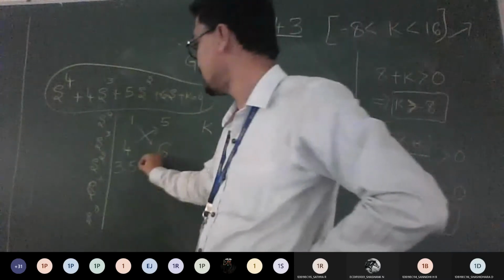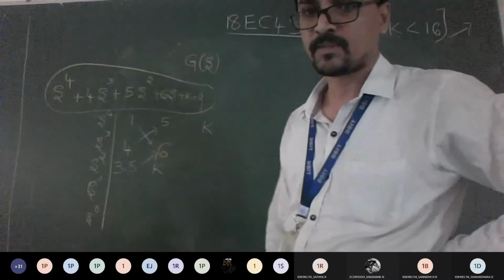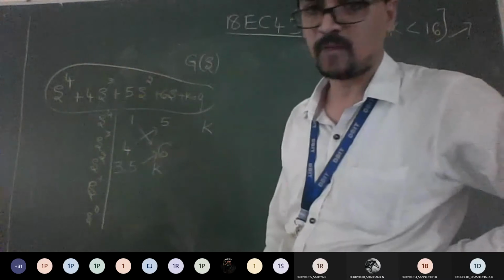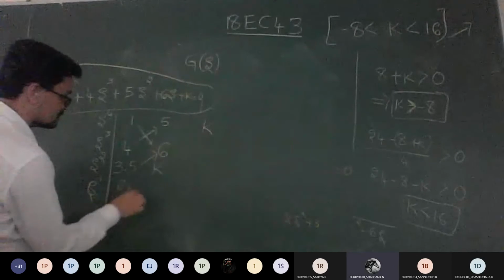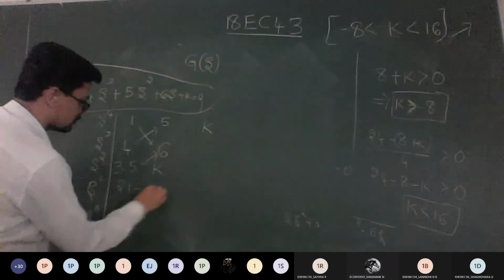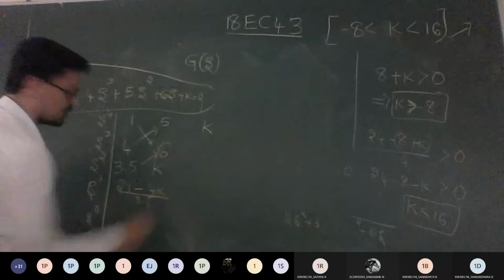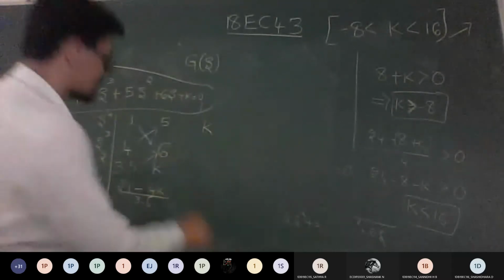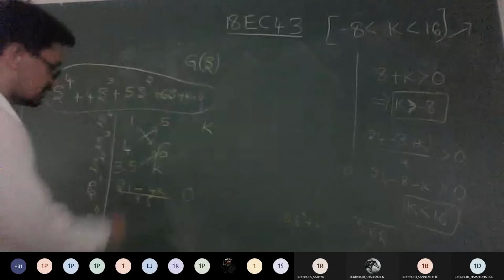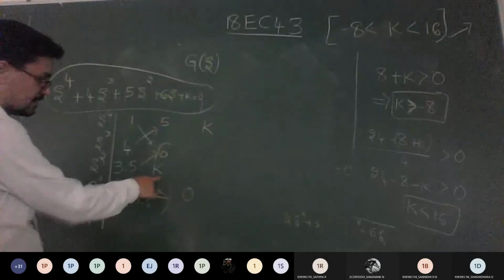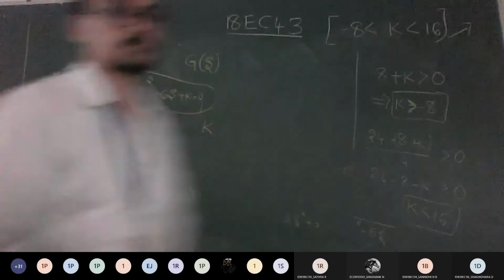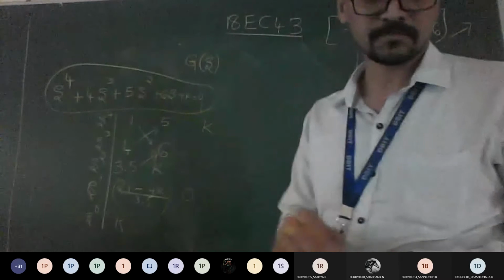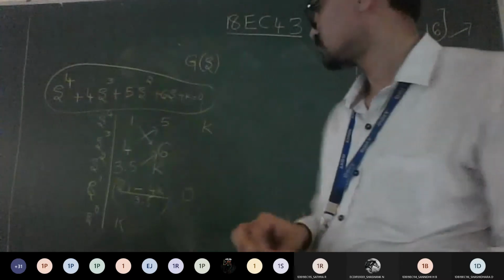What about the next answer? It's 3.5 into 6 minus 4k divided by 3.5. So what is 6 into 3.5? 21. Okay, good. 21 minus 4k divided by 3.5. Then the next answer will be 0. What about this answer? This complete term multiplied with k and again divided by this. What is left out? Is it k only? Yes or no? Correct?